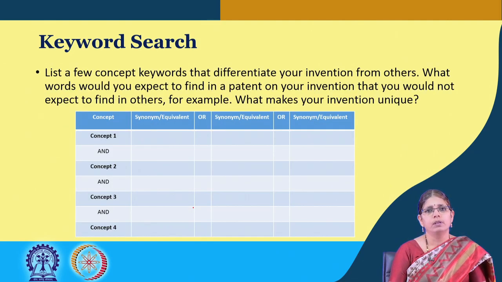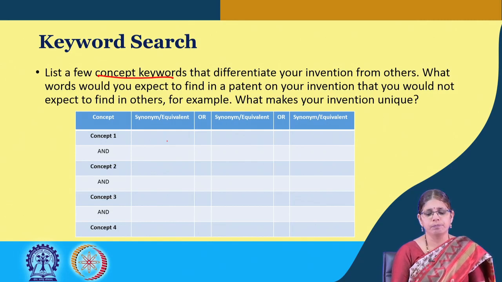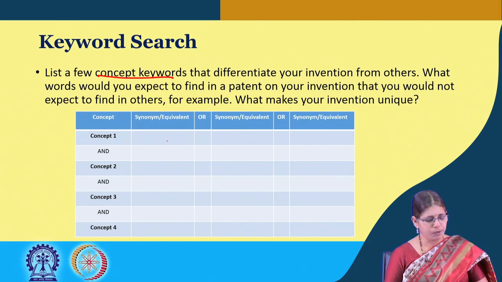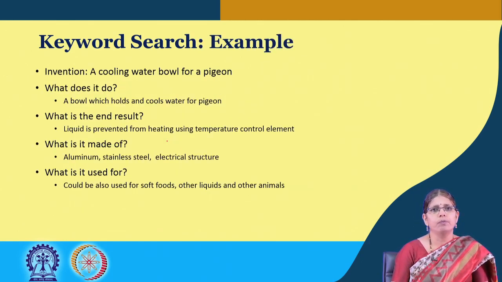So, this is one way of creating what we call the list. So, you identify the different concept keywords and then start looking at the relevant synonyms or the equivalent words and make a tabulation of that, and from that you identify what is relevant to undertake the search. Now, this is an example of how one would embark on the aspects of a keyword search.